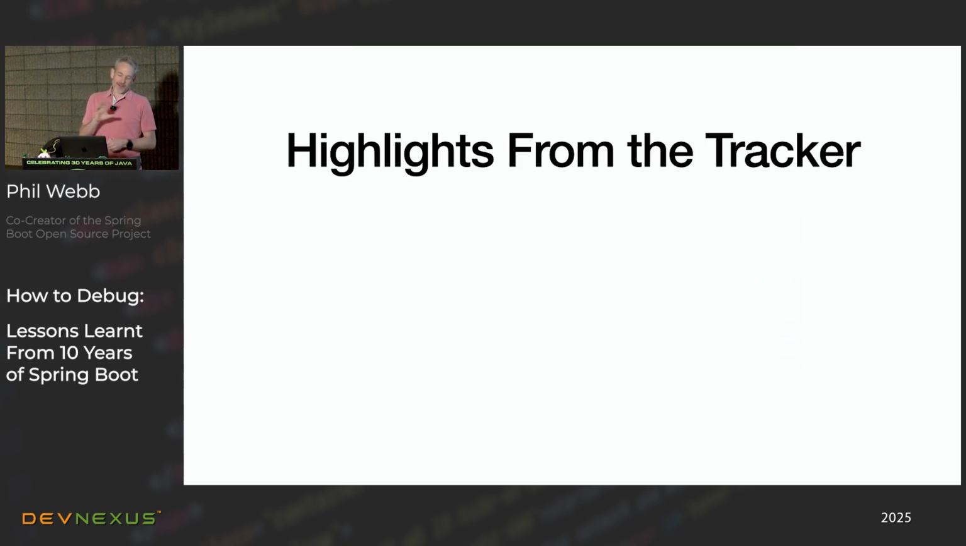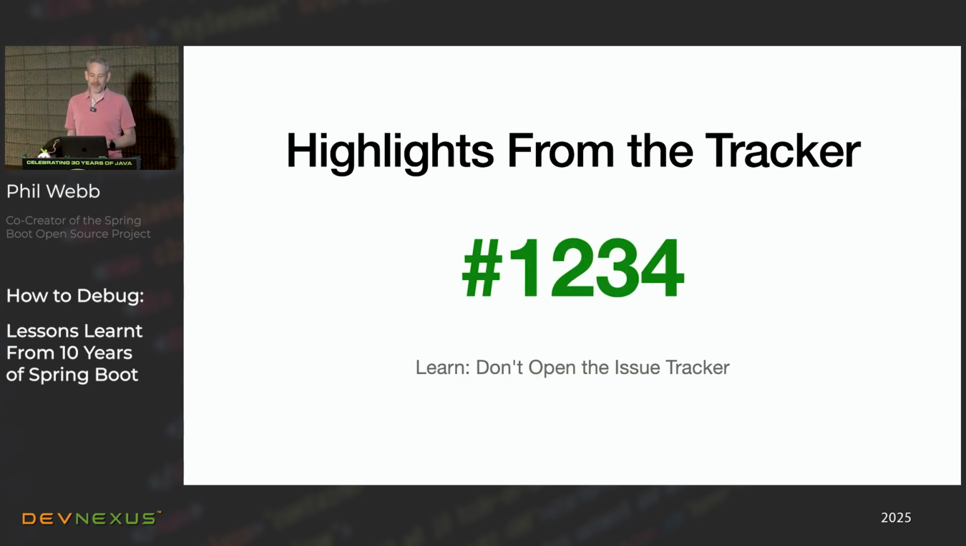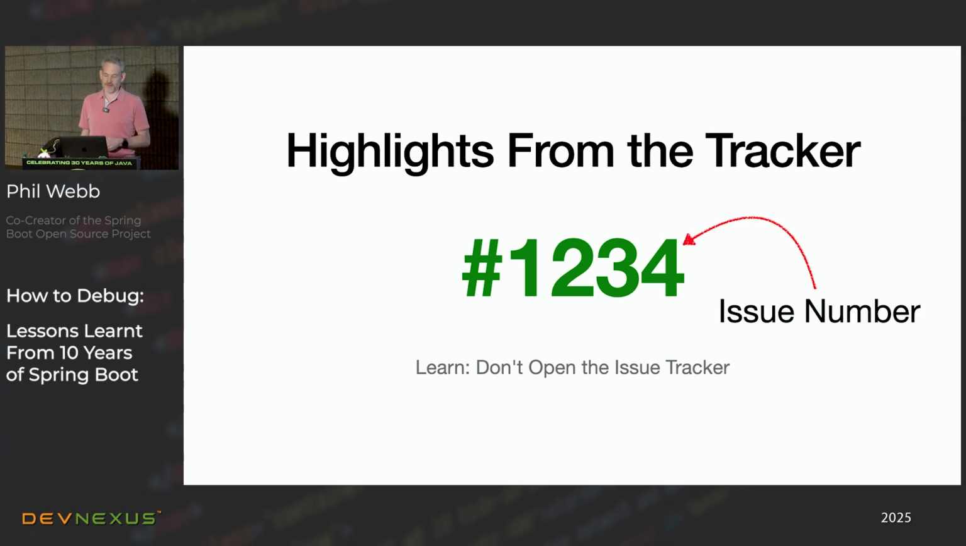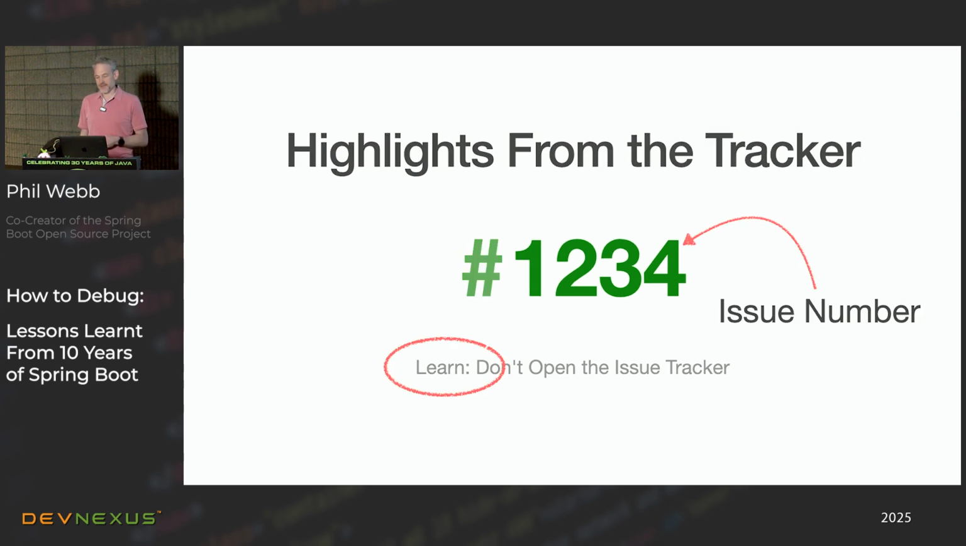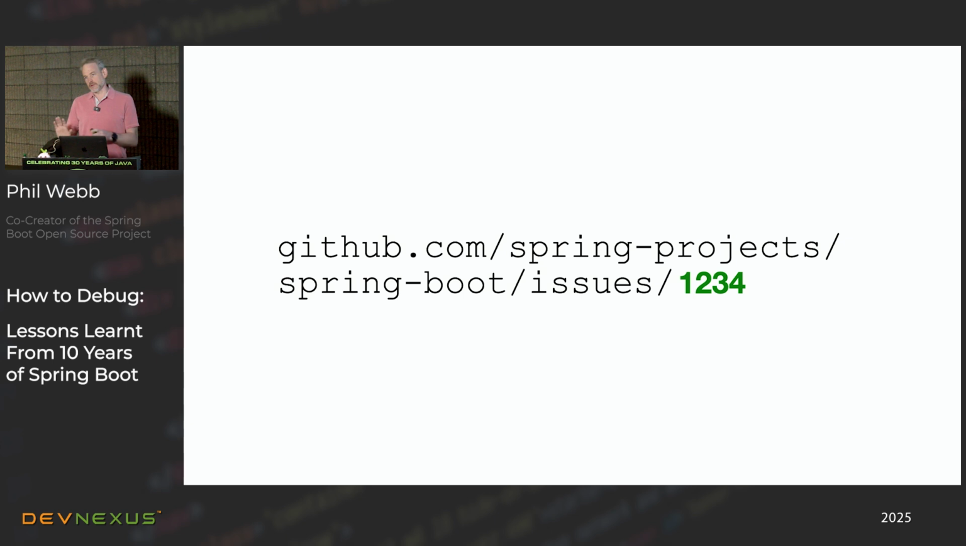So we're going to go back and look at highlights from 10 years of the issue tracker. Each of these little sections is going to start with a bug number and something that we can learn from it. So this is the issue number, some lesson, and then if you want to dig into the issue, if you feel like looking at the actual source of the problem, you can convert it into a URL like this.